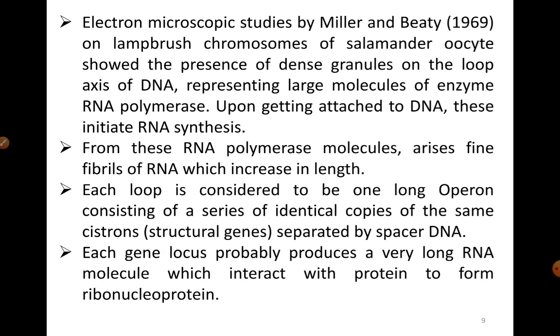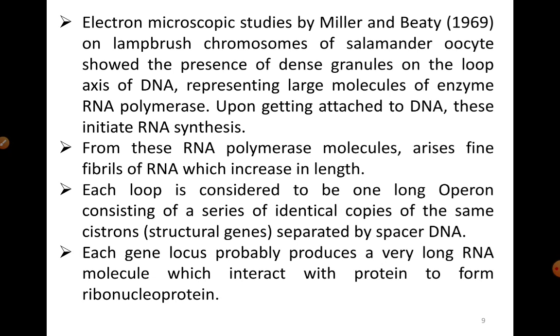Now the electron microscopic studies of such Lampbrush chromosomes by Miller and Beatty in the oocyte of salamander showed the presence of dense granules on the loop axis of DNA, representing large molecules of the enzyme RNA polymerase. Upon getting attached to DNA, these initiate RNA synthesis. From these RNA polymerase molecules arise fine fibrils of RNA which increase in length, and that's how the ultrastructure of a single loop has been described.